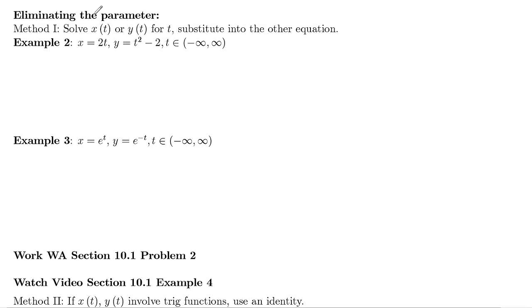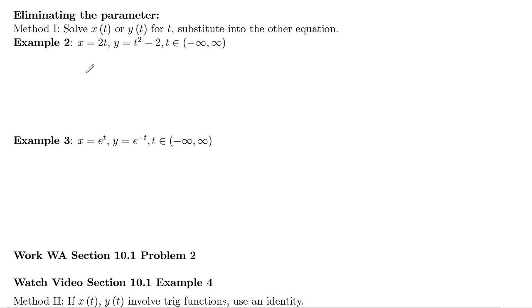So next we want to perform a procedure called eliminating the parameter. What you want to do here is take your two parametric equations, x of t and y of t, and eliminate t. So you get rid of t and just find out what the equation is in x and y. Remember the first example we looked at, we had x is 2t and y is t squared minus 2.